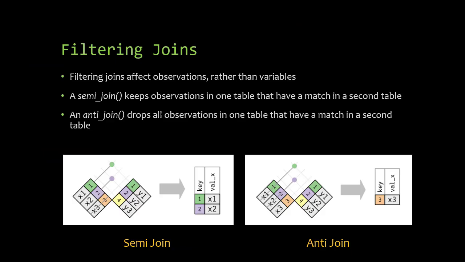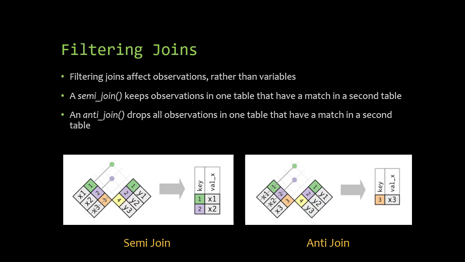An anti-join drops all observations in one table that have a match in the second table. So it's just the opposite of a semi-join. Here, when we have a match, like you can see key 1 appears in both the left and the right tables, we have a match, so that's dropped. Here we have a match, so that's dropped. And we're left with this one key, this one observation in our left data that doesn't have any existing data over in the right data set.